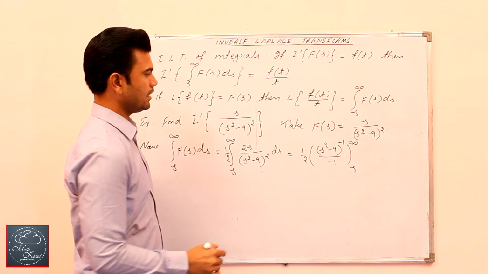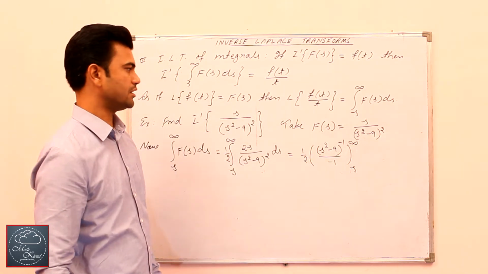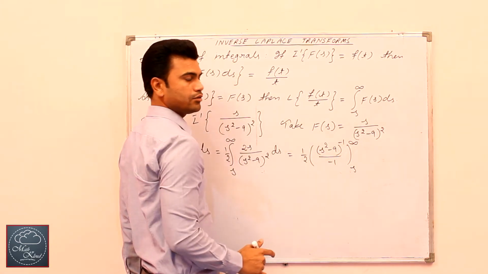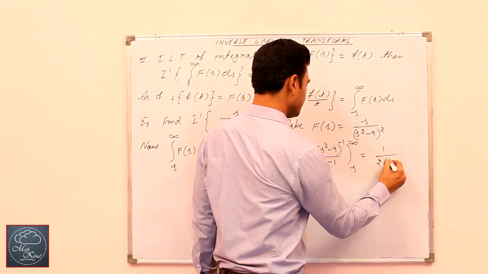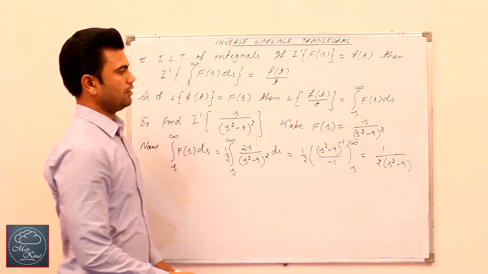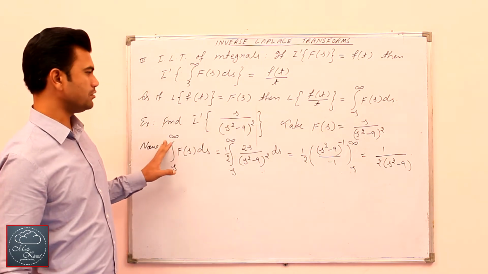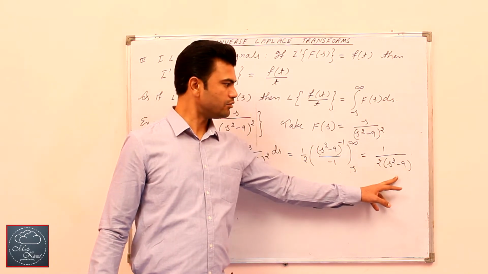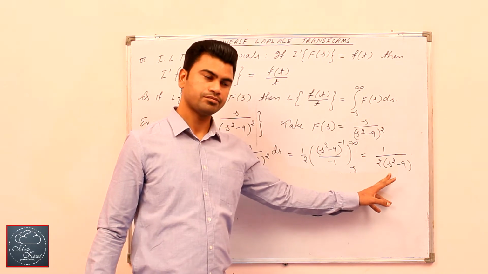And note that when s approaches infinity, because of the negative sign in the power, this will approach 0, and when you take s is equal to s, it will be equal to 1 by 2 into (s square minus 9). So this is your function f of s, and its integral from s to infinity is 1 over 2 (s square minus 9). And you can easily find the inverse Laplace transform of this function.